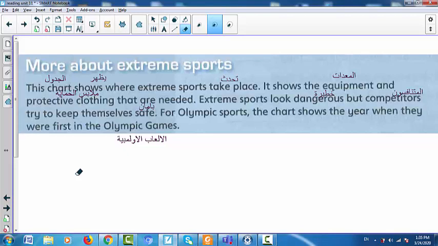So this has told us that the extreme sports need equipment, protective clothing, and the competitors try to keep themselves safe. The chart will show the years when these sports entered the Olympic Games.